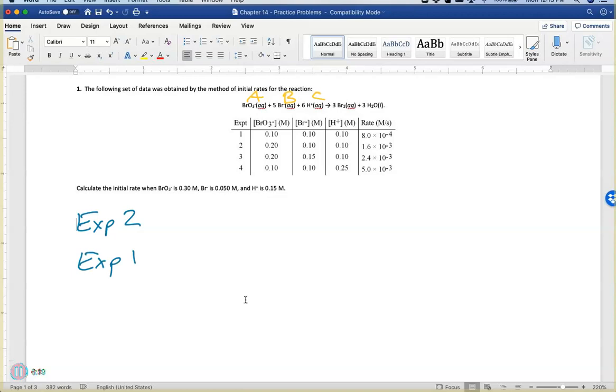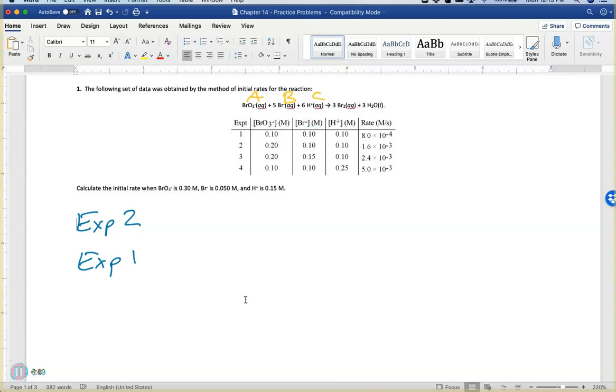Well, if we take a look, I'm just going to get rid of, well, that didn't work as well as I thought, so I'm not going to do that. But if we do look at experiments 1 and 2, we see at least one of the concentrations has been changed, but if we look at the other two reactants, they remain constant. And we've already seen that if we have these constant concentrations, that's going to be a variable that's able to drop out of an equation. So what do I mean by that?